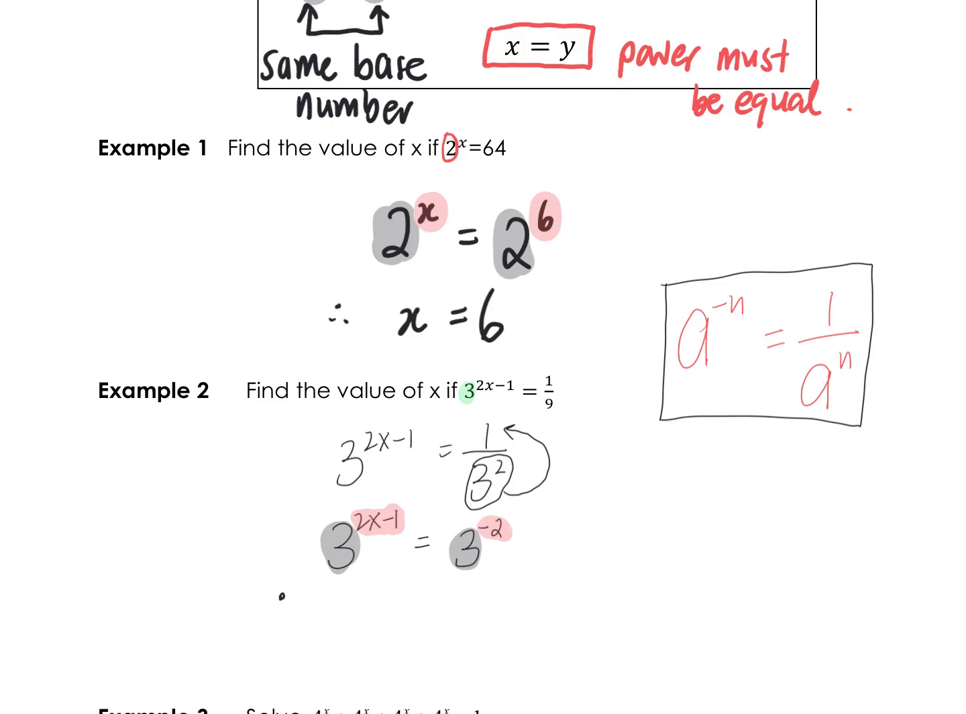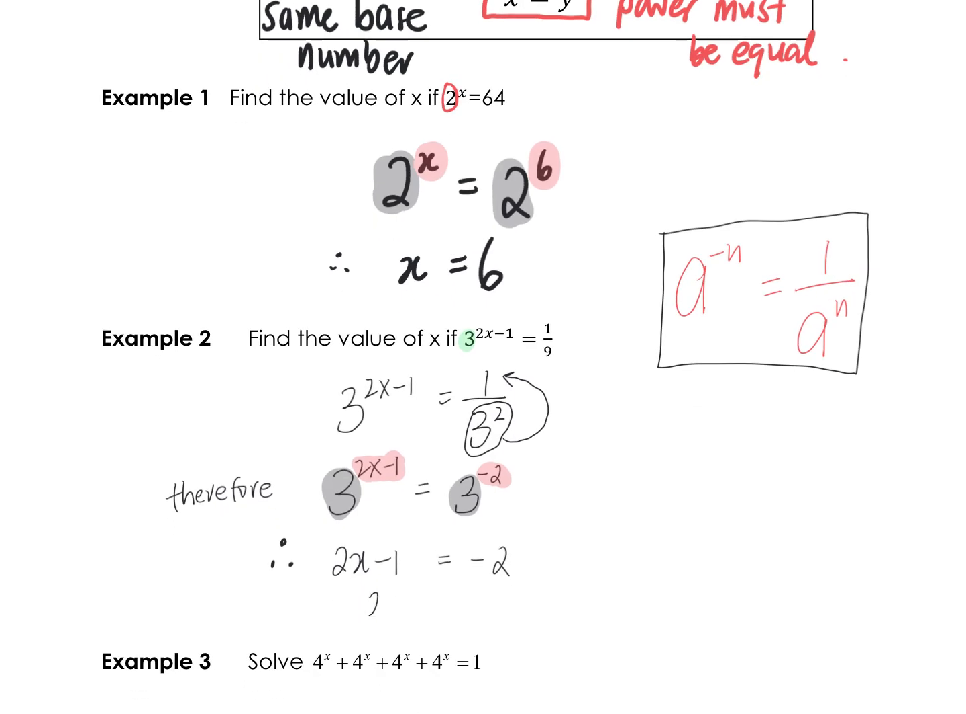Okay, in mathematics, these 3 dots mean therefore. So 2x minus 1 must be equal to negative 2. The rest is just solving. So x is minus 0.5, or minus half, whichever form you prefer.